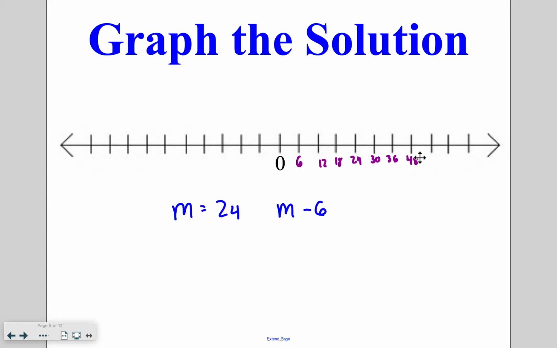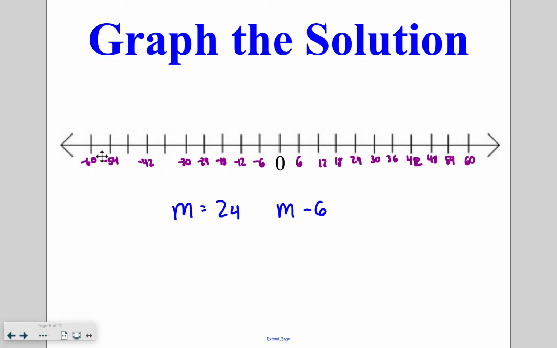42, and then 48. And then we have 6 times 9 is 54, and 6 times 10 is 60. Same thing in the opposite negative direction, again counting by those sixes and filling in your number line as you go. If you don't want to fill in every value, you can skip over and just include every other value if it makes it easier for you.